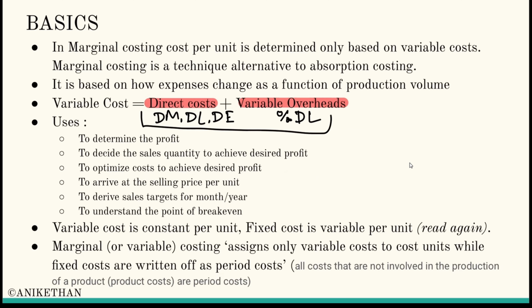So let us understand why it is used. Here the organization doesn't consider fixed cost to identify whether a product is making profit or not. So that product profit is called contribution.